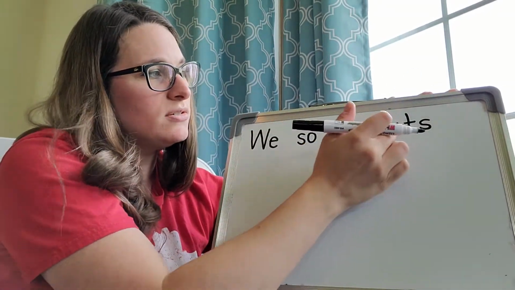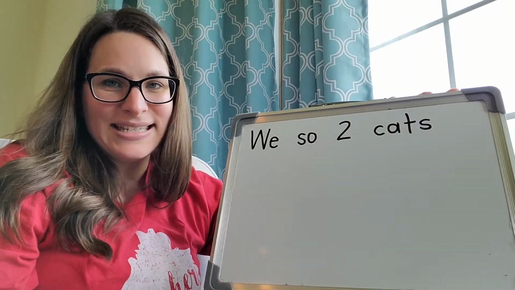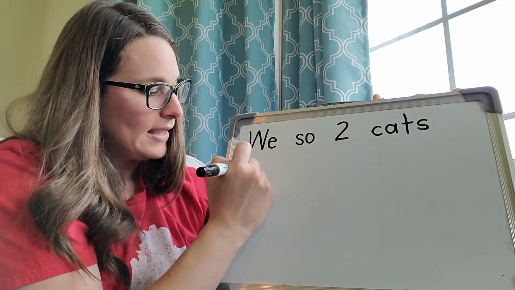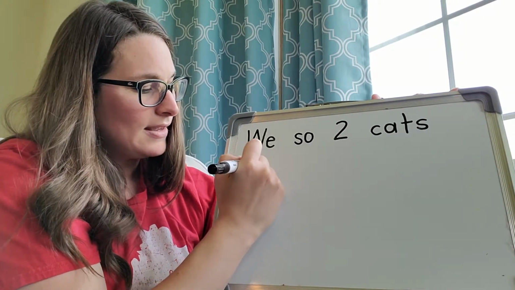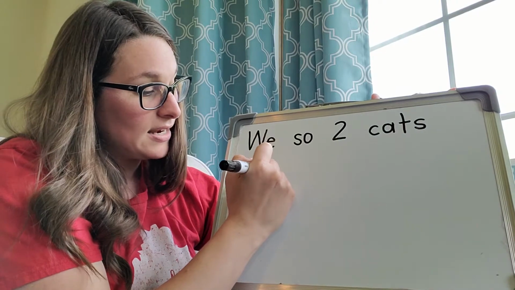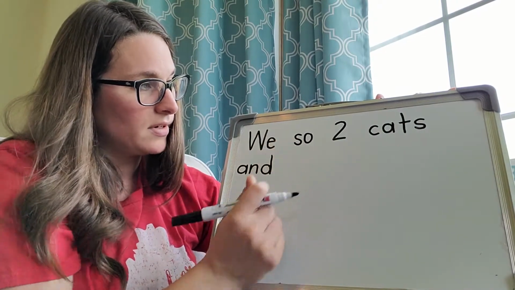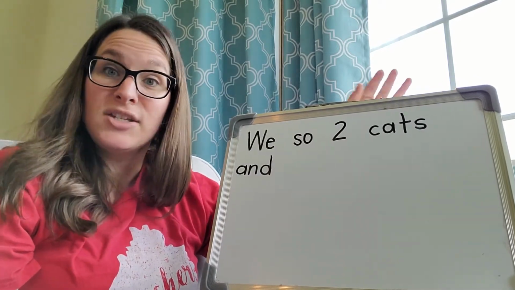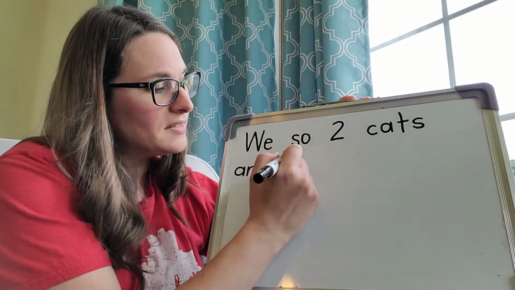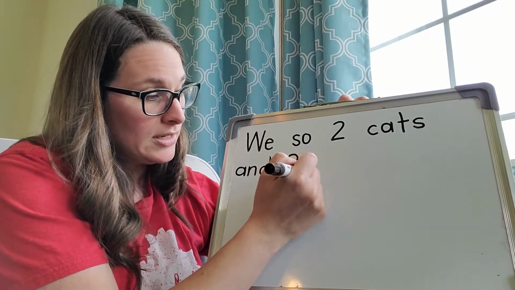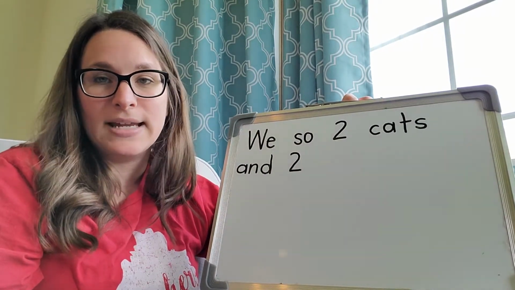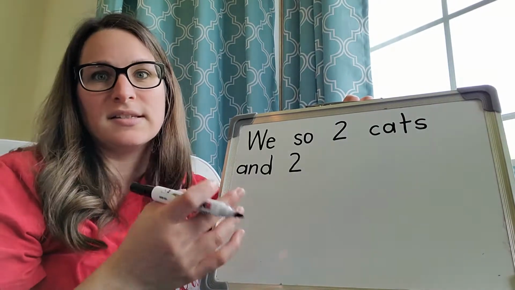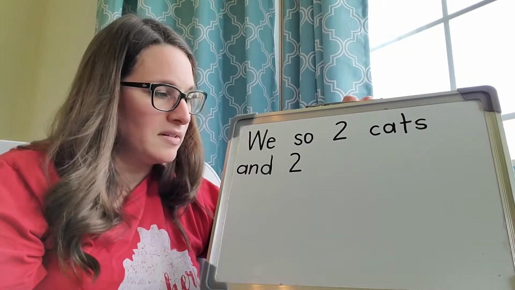We saw 2 cats, and I'm going to write and. I don't know if I have space there, so I'm going to come down here. A-N-D, and I know how to spell that because that is one of our sight words. We saw 2 cats, and I'm going to say 2 dogs. So I'm going to write the number 2, and then I'm going to leave space. And again, when you come to a word you don't know, just still stretch it out if you are using this as a writing lesson also.